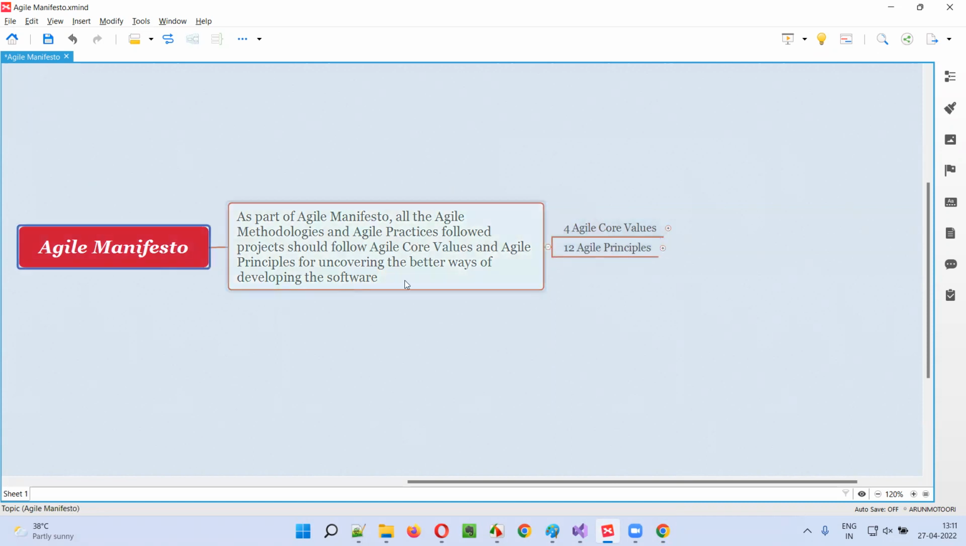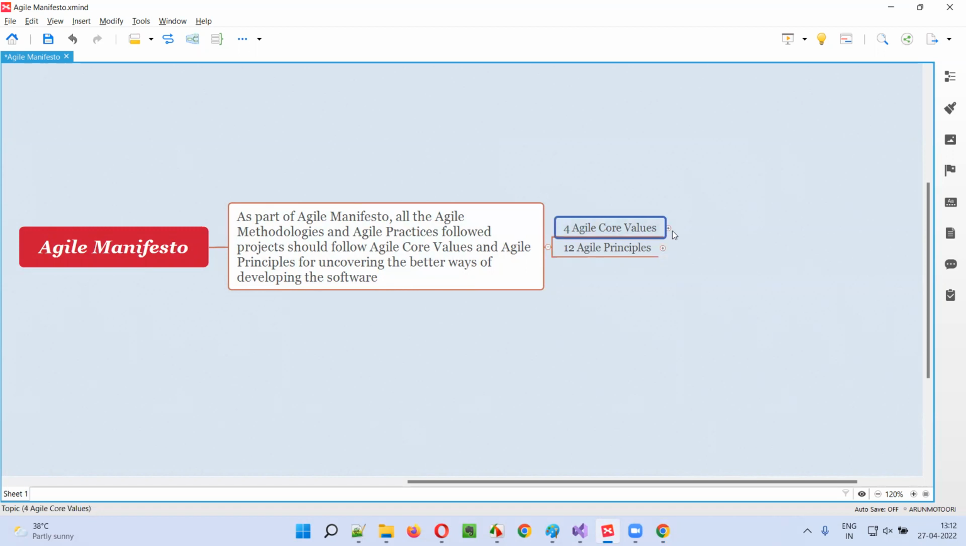So Agile Manifesto states that all the projects which are following Agile methodologies or Agile practices should follow these 4 Agile core values and 12 Agile principles to uncover or to reap the better ways of developing the software. In order to develop the software in a better way, all the projects which are following any of these Agile methodologies or Agile practices should follow this Agile Manifesto, which comprises 4 Agile core values and 12 Agile principles.